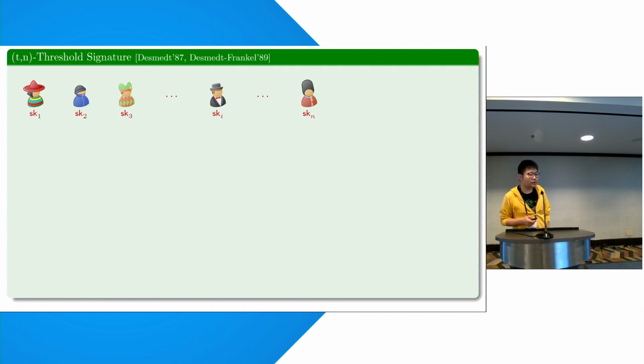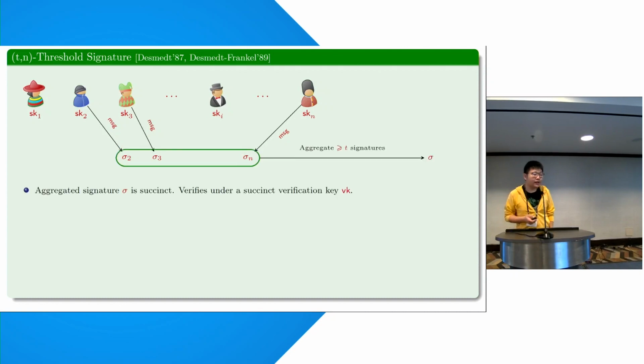Since this work is about threshold signature, let me give you a quick overview of what T-out-of-N threshold signature is. In threshold signature, we have N parties, each holding some secret key SK_i. Whenever a message comes, parties can produce a partial signature using their private key, those sigma_i's. And if you have enough partial signatures, you can aggregate them. In particular, if you have more than threshold many partial signatures, you can aggregate them into a succinct aggregated signature, which should verify under a succinct verification key.